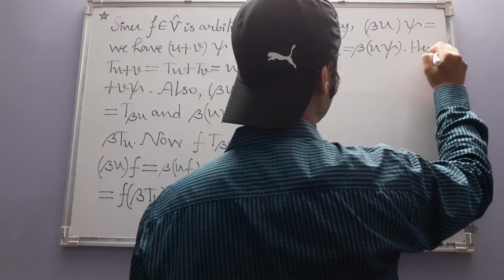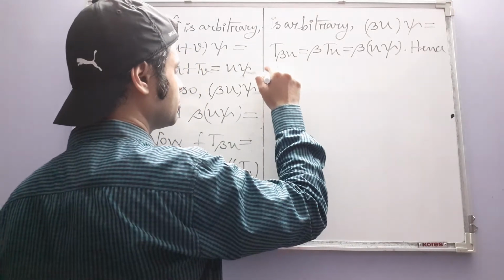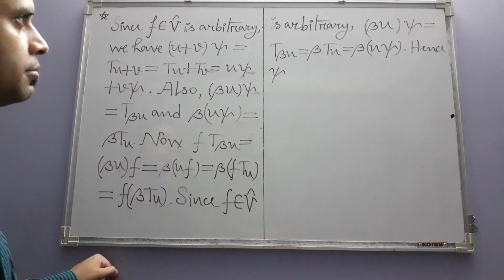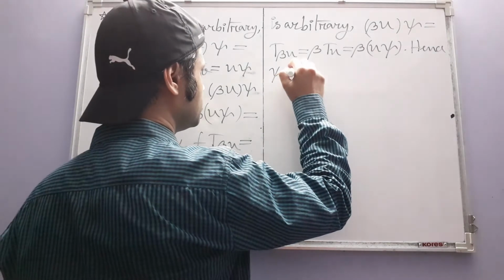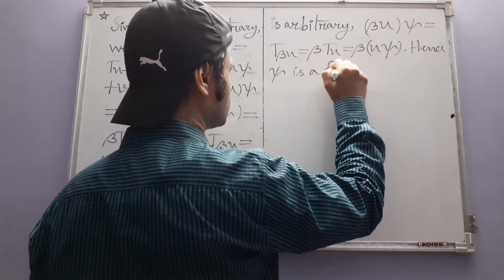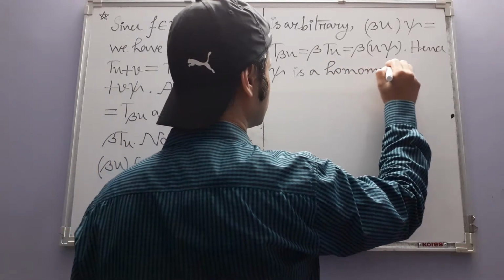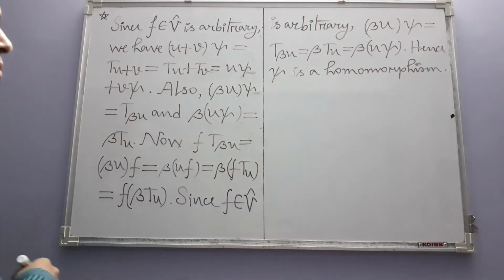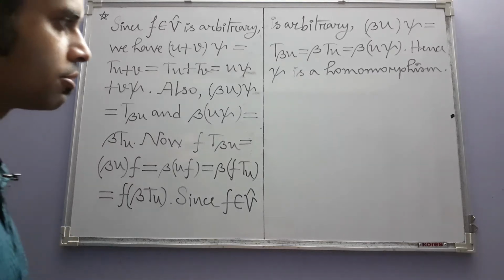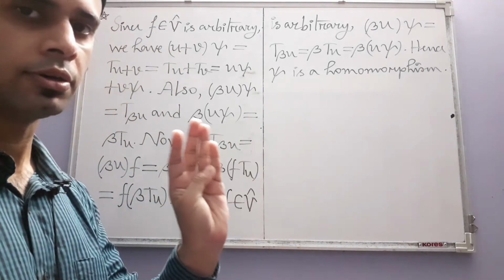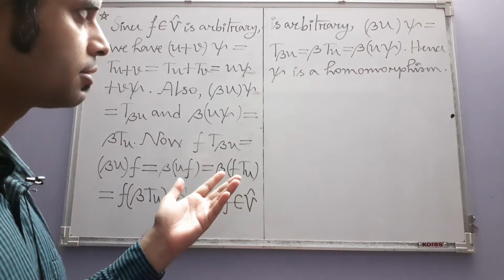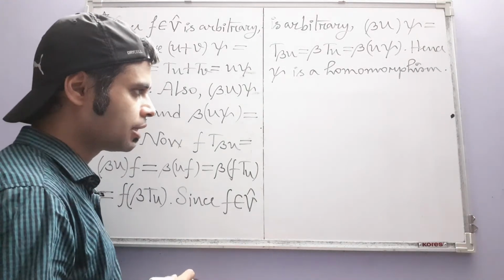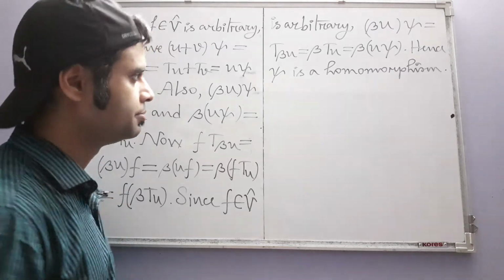Hence psi is a homomorphism. Okay, now the next job is to show that psi is 1-to-1 and onto. So if we manage to do these two things, then psi will be an isomorphism of V onto its second dual. However, this is where we need finite dimensionality.